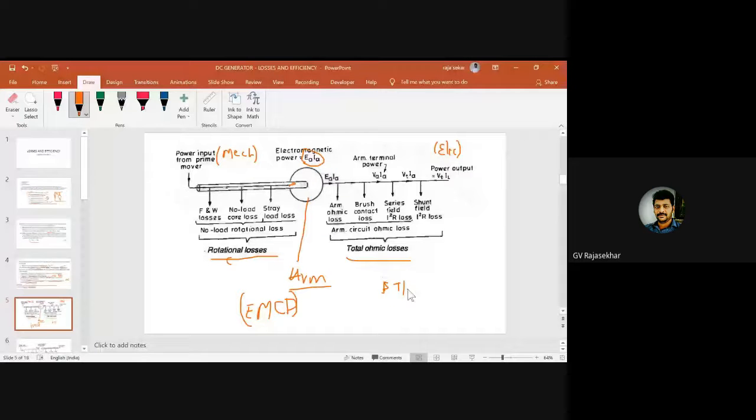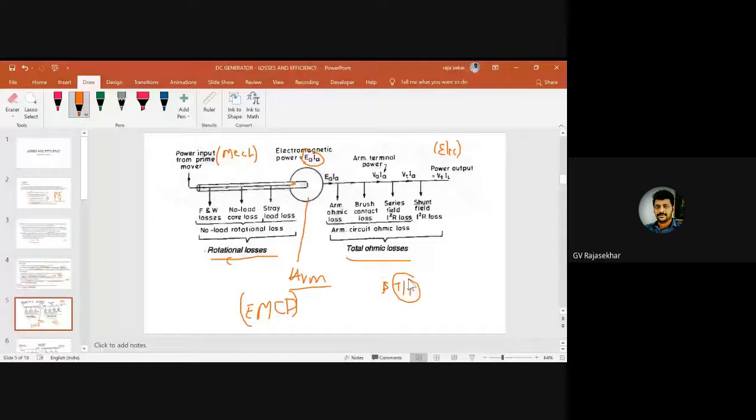So we can call this an electromechanical conversion device. Very, very important point. Is a transformer an electromechanical conversion device? No, because there is no mechanical power in a transformer. That's why it is not an electromechanical energy conversion device.